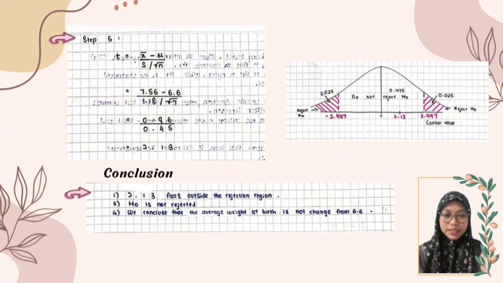Step 5. To find the t-test, we use the formula x bar minus mu divided by sample standard deviation divided by square root of sample size. So 7.56 minus 6.6 divided by 1.18 divided by square root of 7. So we got 2.13. So we can make the conclusion that 2.13 falls outside the rejection region, so we cannot reject H0. So we can conclude that the average weight is not changed from 6.6.